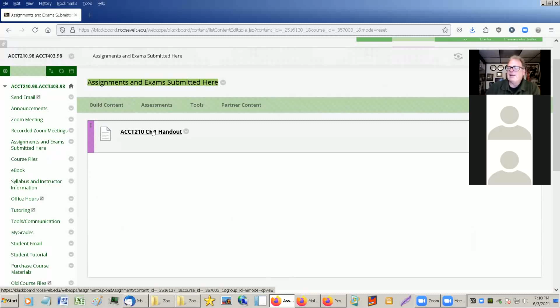So if you printed it out and you did it by hand, that's absolutely fine. Nothing wrong with that at all. Just take the pictures and submit it. And you have unlimited amounts of things to submit, so you don't have to put it all into one.